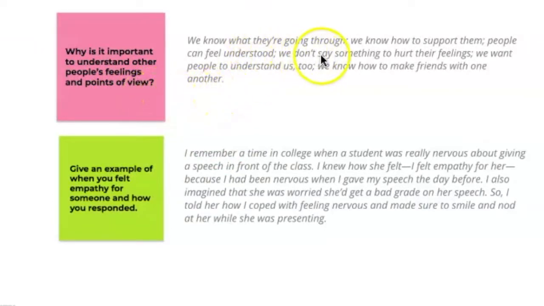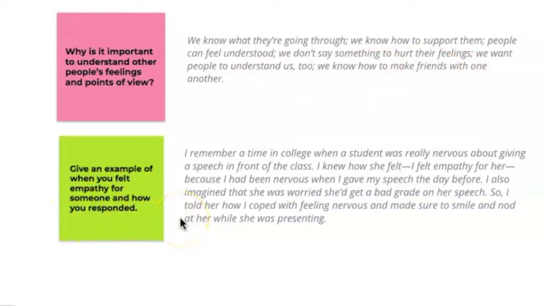We know what they're going through. We know how to support them. People can feel understood. We don't say something to hurt their feelings. We want people to understand us too. We know how to make friends with one another. Give an example of when you felt empathy for someone and how you responded.